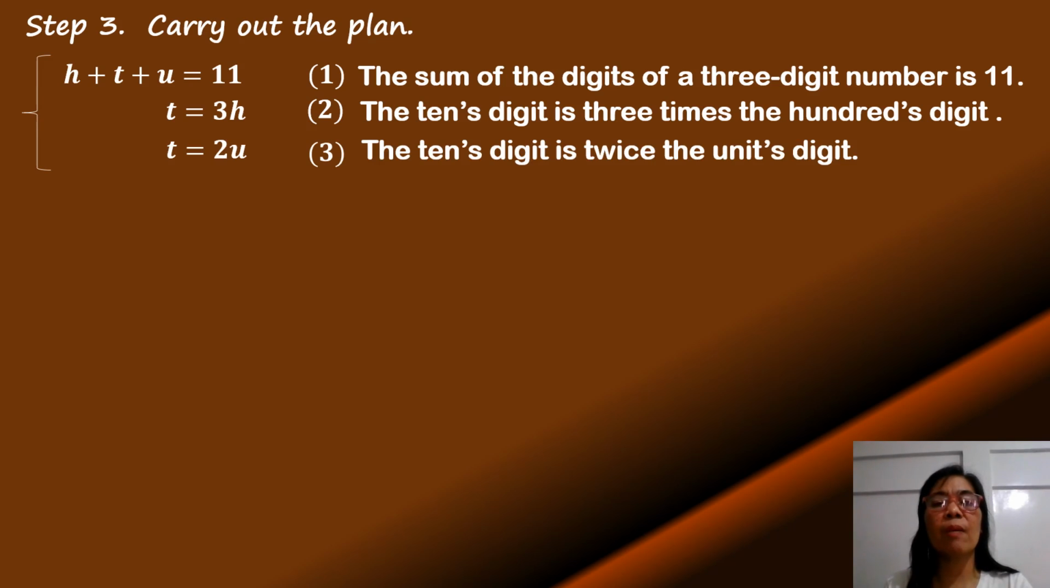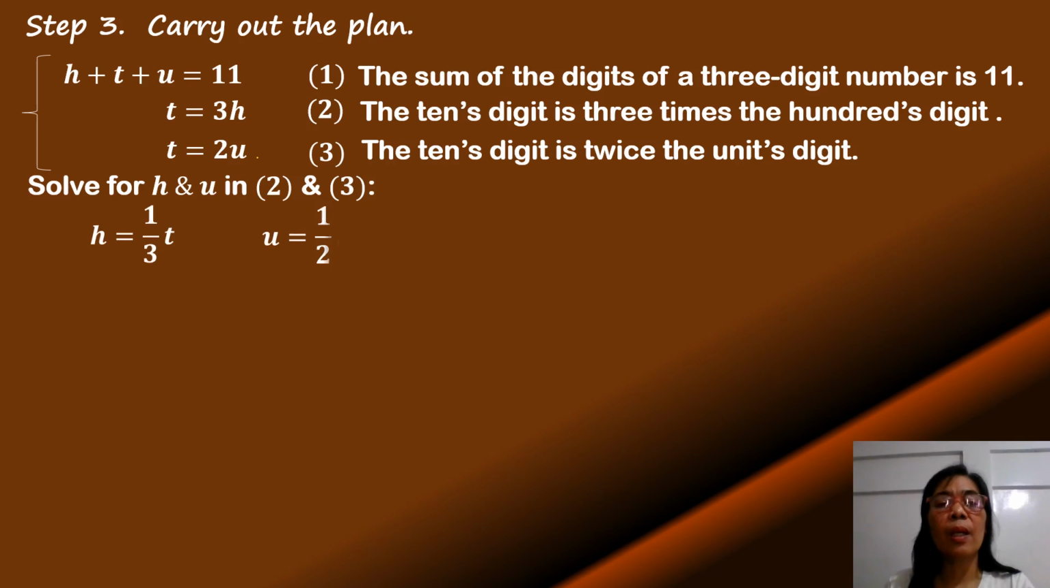So we now have in here a system in 3 unknowns. Now, if you know how to make use of your calculator, you can just manipulate the equation and immediately your calculator will give you the value of H, T, and U. So just to illustrate another method of solving for the system, we can use in here the substitution. That is, in the second equation, you can solve for H in terms of T, and in the third equation, you can solve for U in terms of T. That gives us now H is equal to 1/3 T, and U is equal to 1/2 T.